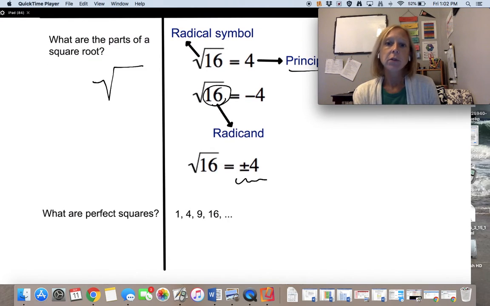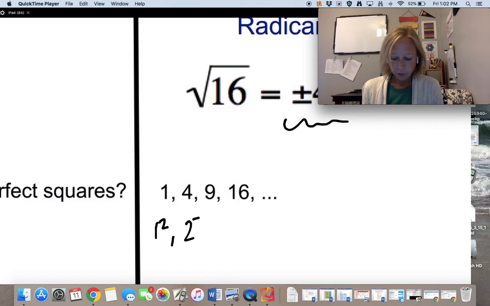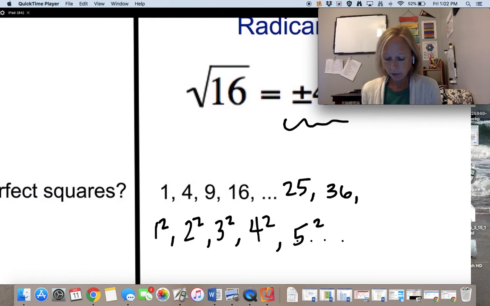Perfect squares are numbers that we can take the square root of and get a whole number answer. Our perfect squares are 1, 4, 9, 16, and where these are coming from is 1 is 1 squared, 4 is 2 squared, 9 is 3 squared, 16 is 4 squared, and so on. So our next perfect square would be 5 squared, which is 25, and then we could keep going, 36, 49, and so on.